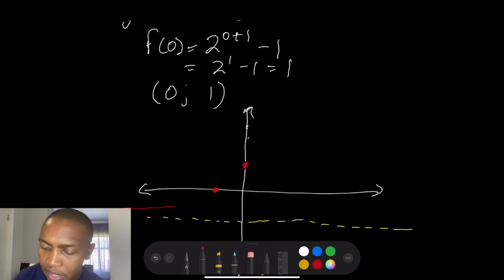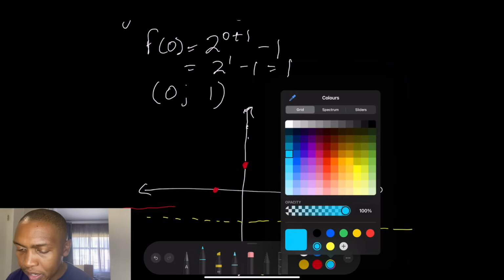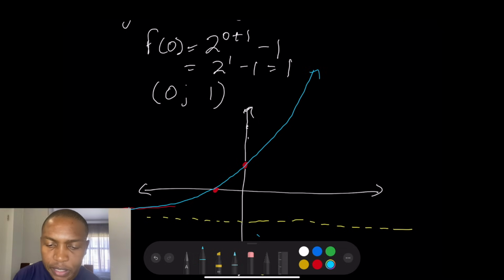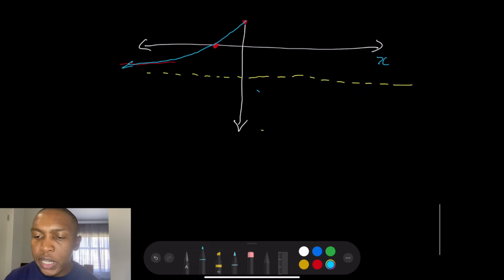So there's our graph. In fact, let me just choose another color. Okay, I want something which is a little bit brighter. So our graph would look something like this. We know it would never cut through in this case, so that's our x and that's our y, and in this case that would be our graph. I hope that makes it quite simple in terms of the exponential graph.